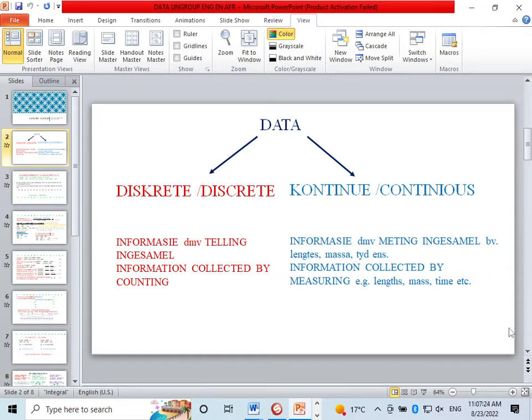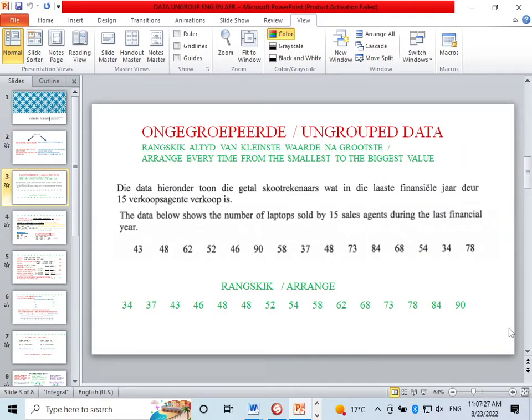Right. Next up, ungrouped data. That's what we were working with yesterday and the day before, or last week. Now, they say the data below shows the number of laptops sold by 15 sales agents during the last financial year. Do you think this is discrete or continuous data? Discrete, no? They are counting it. Very important, arrange every time from the smallest to the biggest value. In actual fact, it doesn't make a difference whether you arrange it in ascending or descending order, but it just makes a lot more sense having it in ascending order, no?